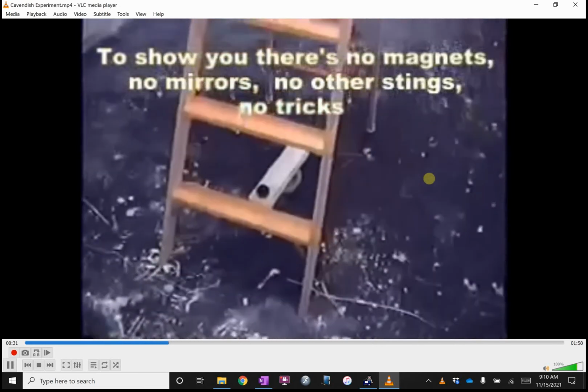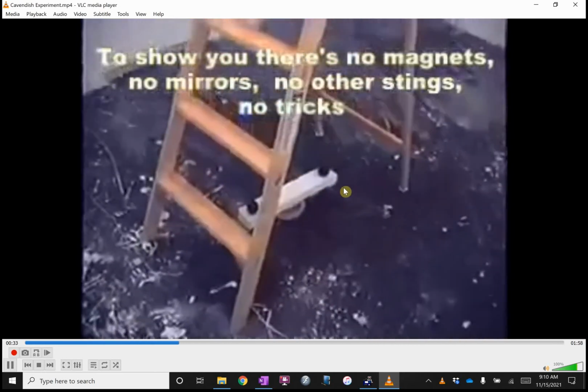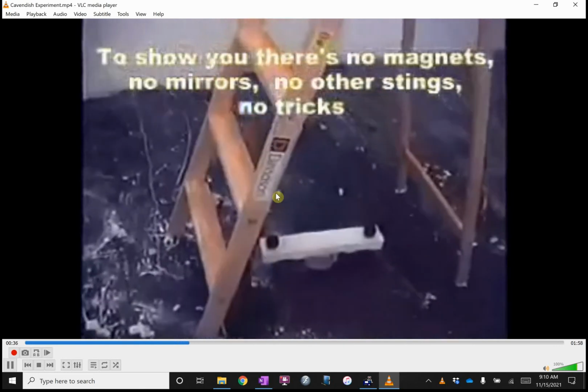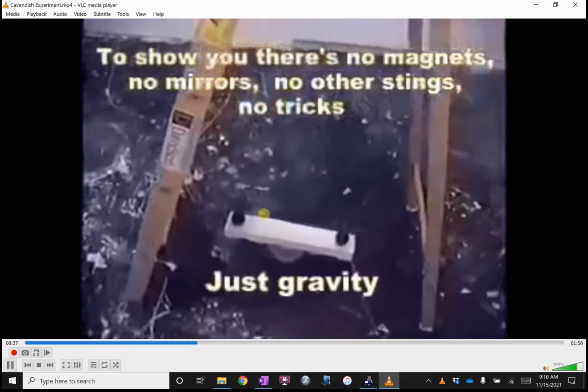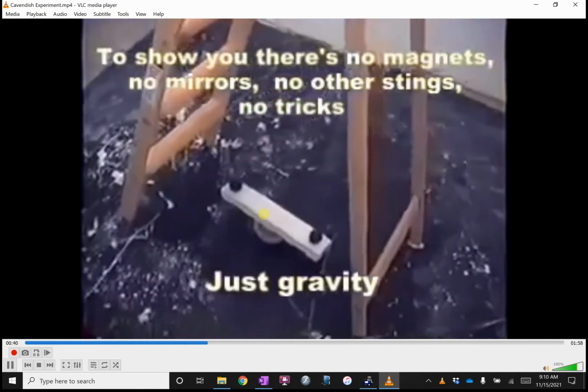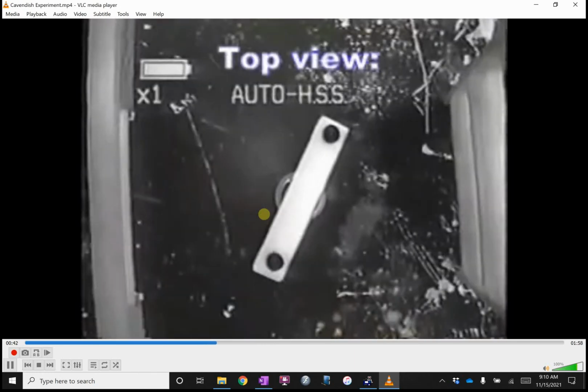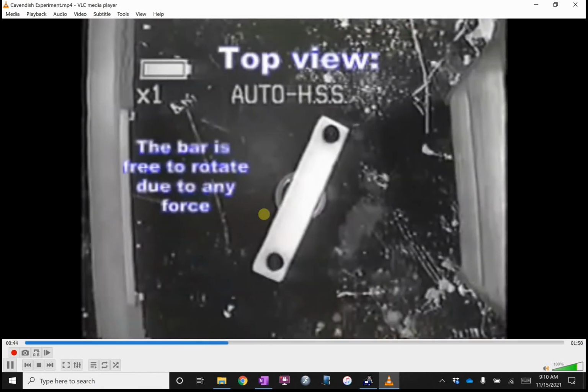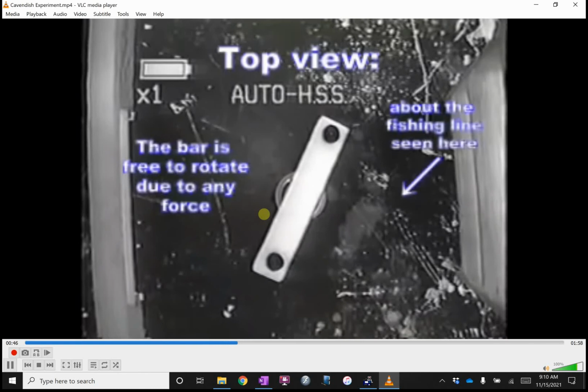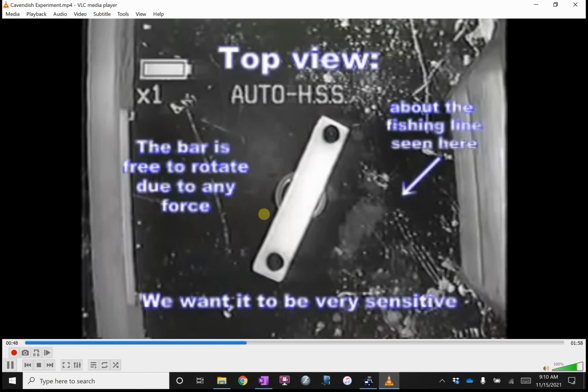What we're gonna do is put a large mass right here and a large mass right here. Those masses will attract the steel bars due to gravity. So here's the top view. The bar is free to rotate about the fishing line that you can't see because this is an older video. I need to see if there's a newer one, but I just haven't had a chance to.